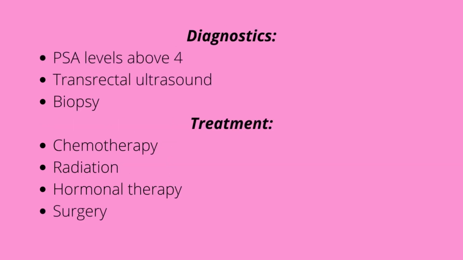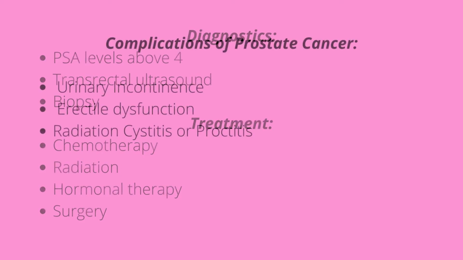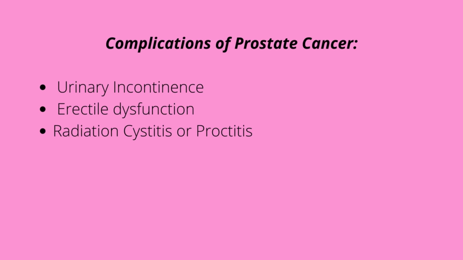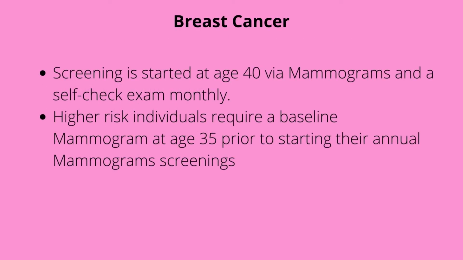So how do we diagnose this? We already talked about PSA levels. And with PSA levels, we are looking at levels above 4. So a 4 in a PSA level is an indication that person could have prostate cancer. Transrectal ultrasound as well as biopsy. How do we treat this patient? We could treat them with radiation, hormonal therapy, chemotherapy, as well as surgery. Some complications that could arise with prostate cancer include, of course, our urinary issues like incontinence, erectile dysfunction, as well as radiation cystitis, okay?